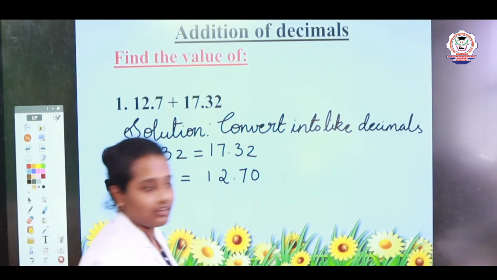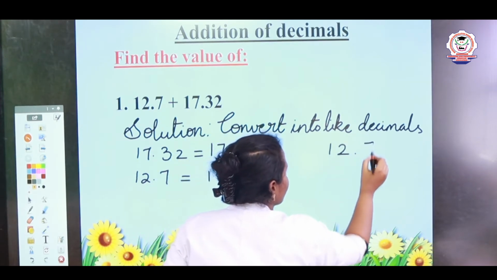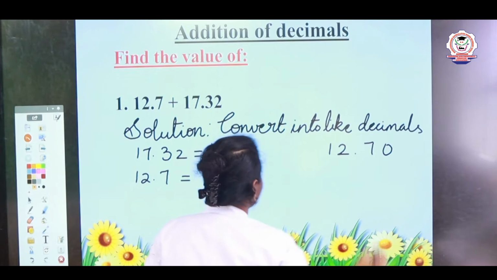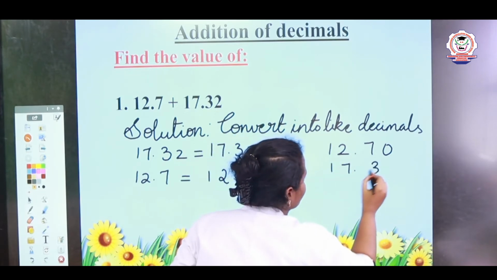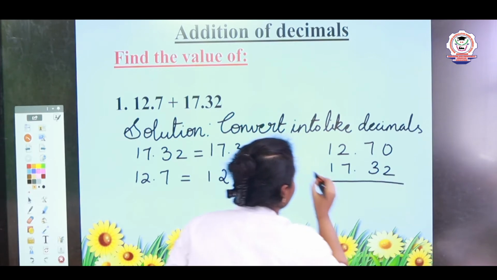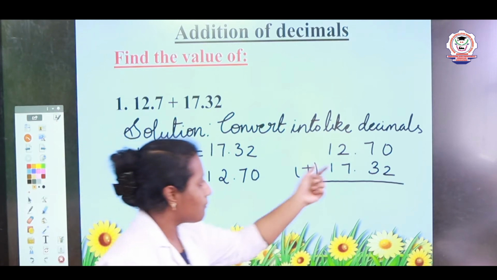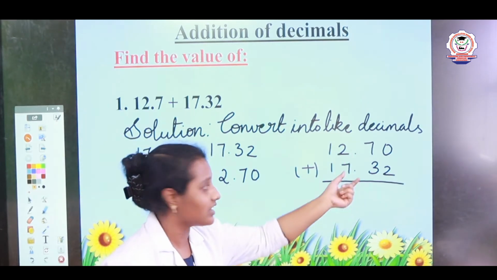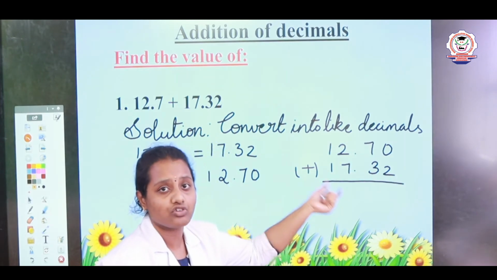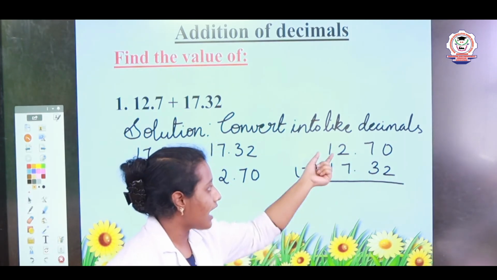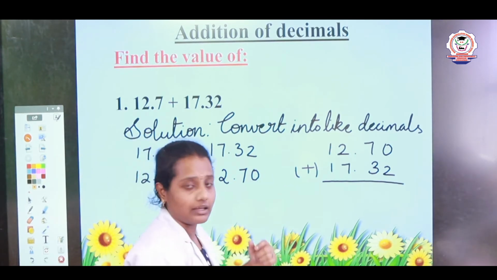Now we are going to add that. 12.70 and 17.32. Now we are going to add this, my dear children. We know how to add now. We want to check the columns, whether they are in the same place. The hundredths place, tenths place, and the decimal point should be in the same column, and the numbers should also be in the same column. We want to check that before adding.